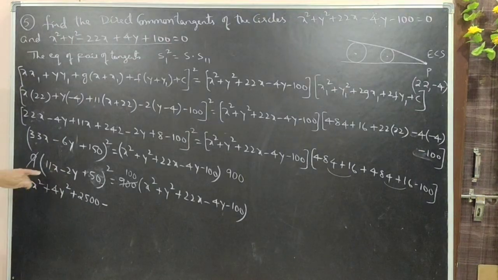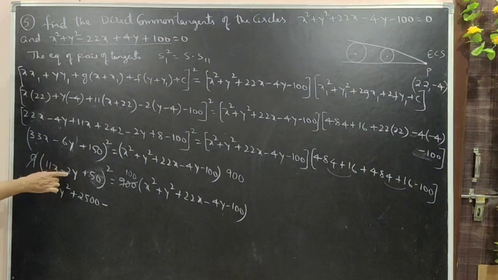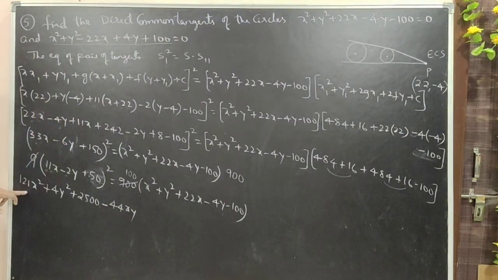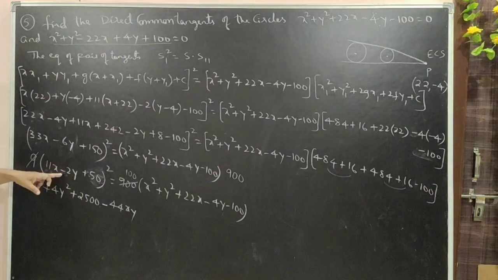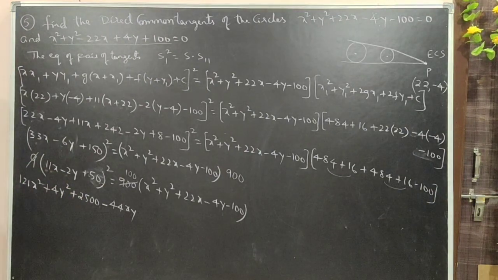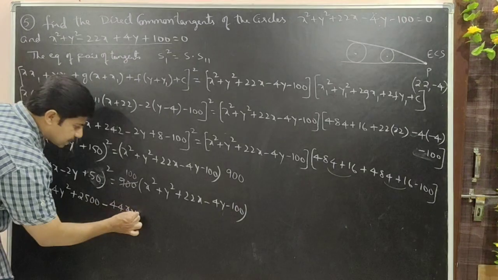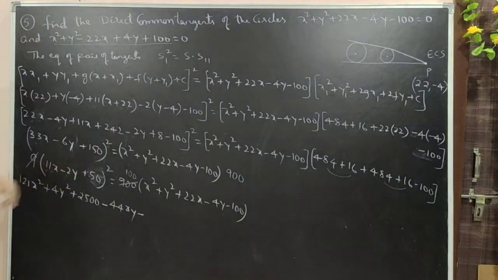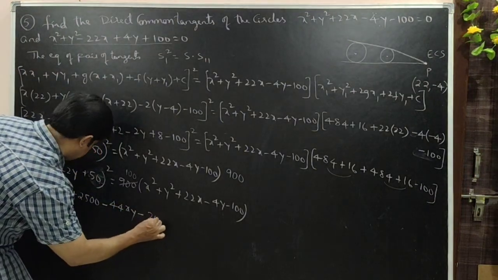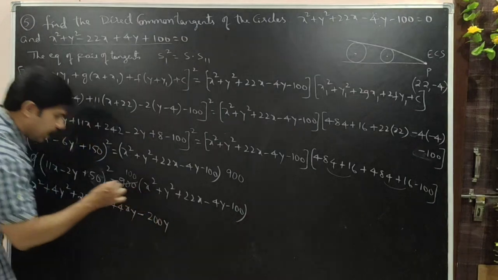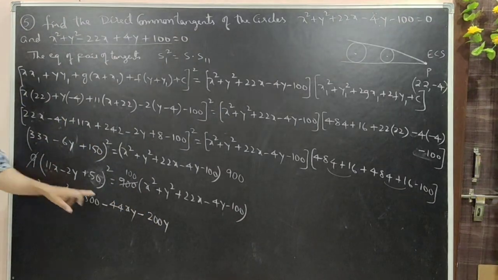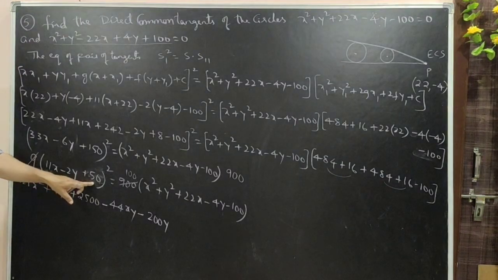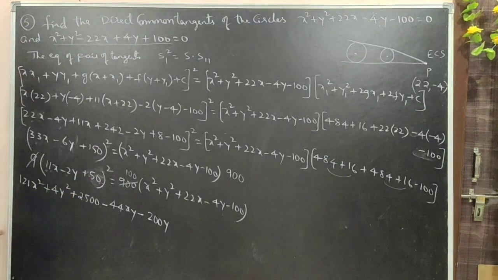So plus 2ab. 2 11s are 22, 22 2s are 44xy. See, a square plus b square plus c square plus 2ab. 2 2s are 4, 4 11s are 44xy. Plus 2bc, actually it is plus 2bc, but b is negative, so I should put minus sign. 2bc, 2 2s are 4, 4 into 50 is 200y I mean. 2ab, this is 2ab, 2bc, then 2ca, 2 into 50 is 100, 100 into 11 is 1100x, that is plus 1100x.